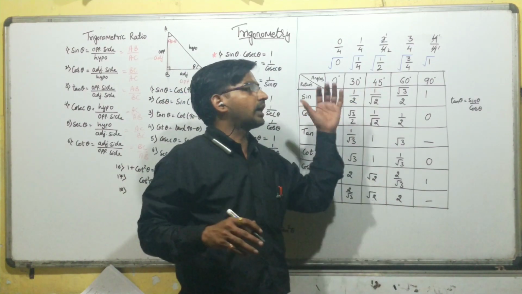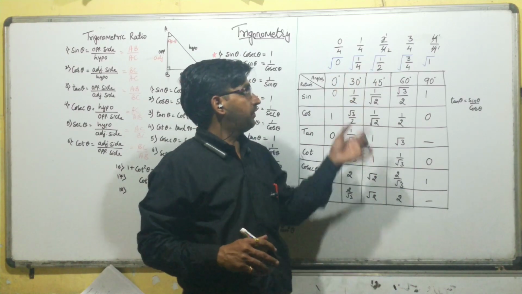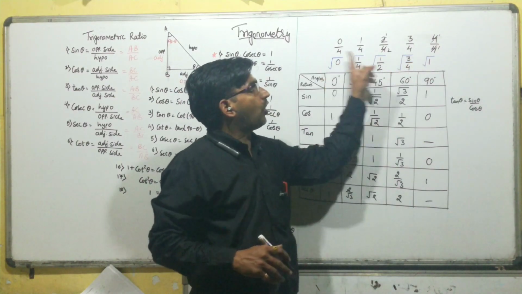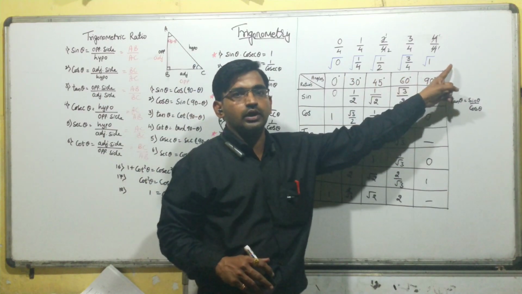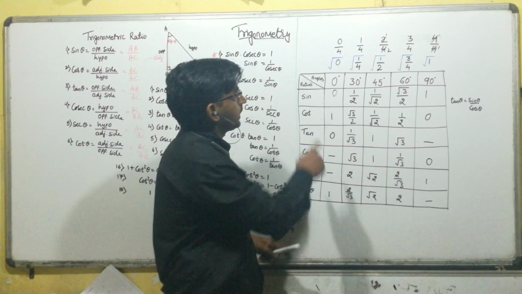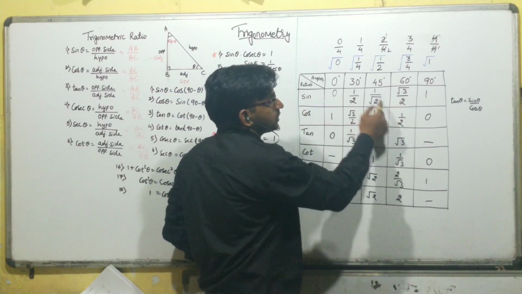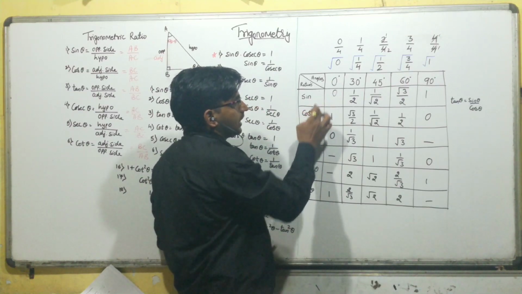No need to mug up everything. Just follow the instructions. I am giving a brief revision. Just write 0, 1, 2, 3, 4. Divide all the numbers by 4. Get the value. Take the square root of all the numbers. Whatever value you get, that will be your sine values. After getting sine, just interchange it and you will get the values of cos. Once you have sine and cos, tan is equal to sine upon cos.